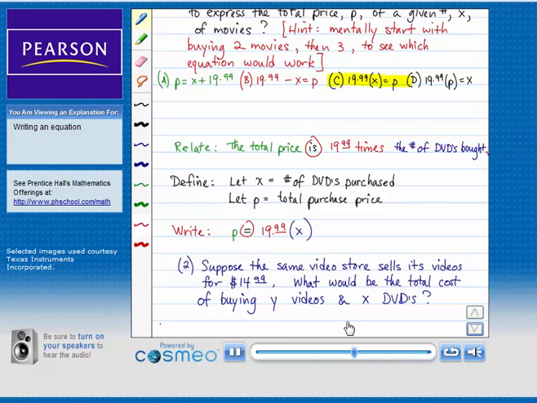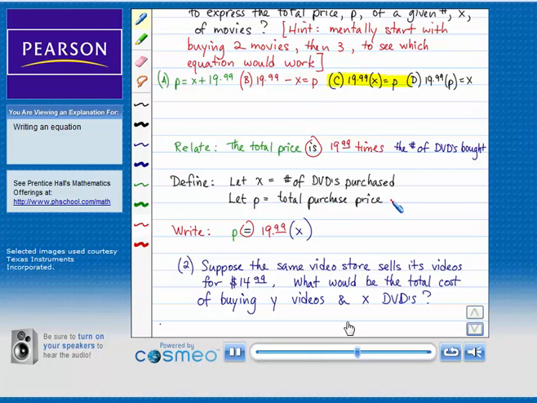Okay? Once you've done that, then you go ahead and define the variables. Now you don't have to select the variables that I chose, X and P, but what I did is said X is the number of movies, so I let X equal the number of DVDs purchased, and then I let P equal the total purchase price.